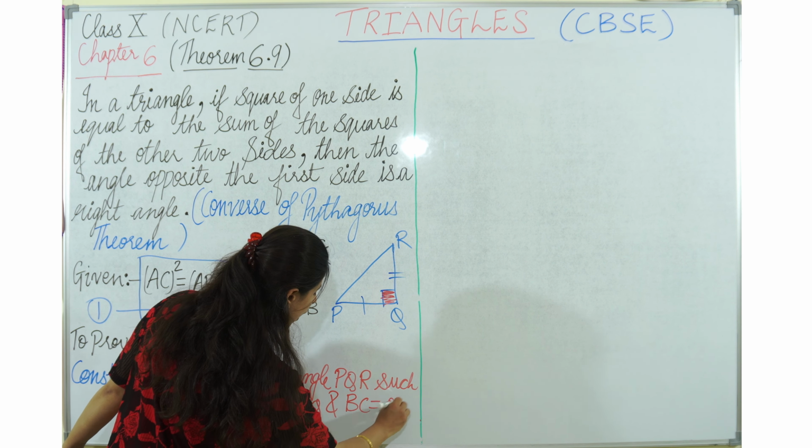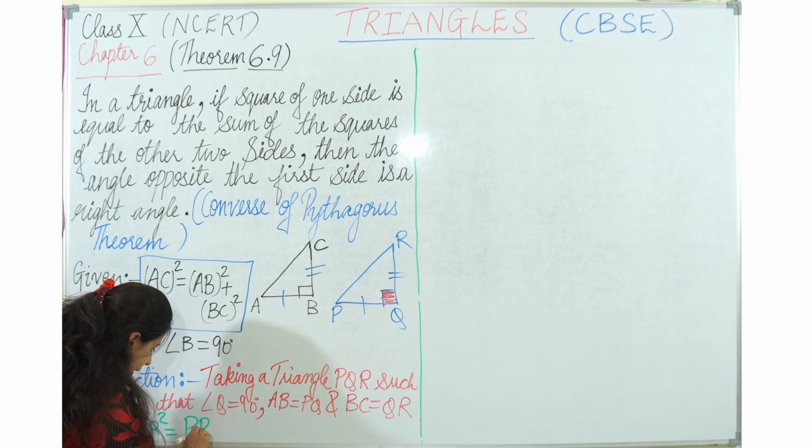Now we can clearly see PQR is a right angle triangle. So in here we can easily apply Theorem 6.8, which is the Pythagoras theorem. Over here we can say PQ square plus QR square will be equal to PR square.